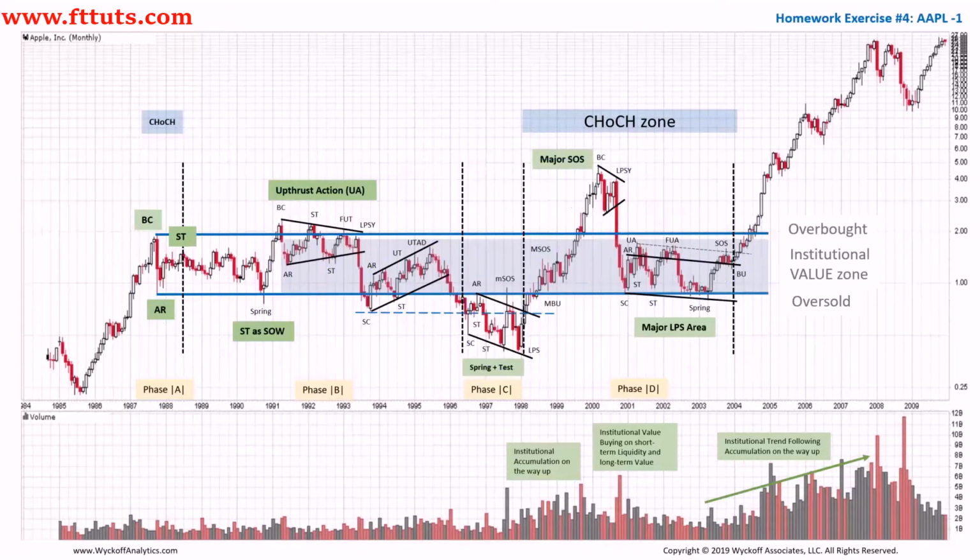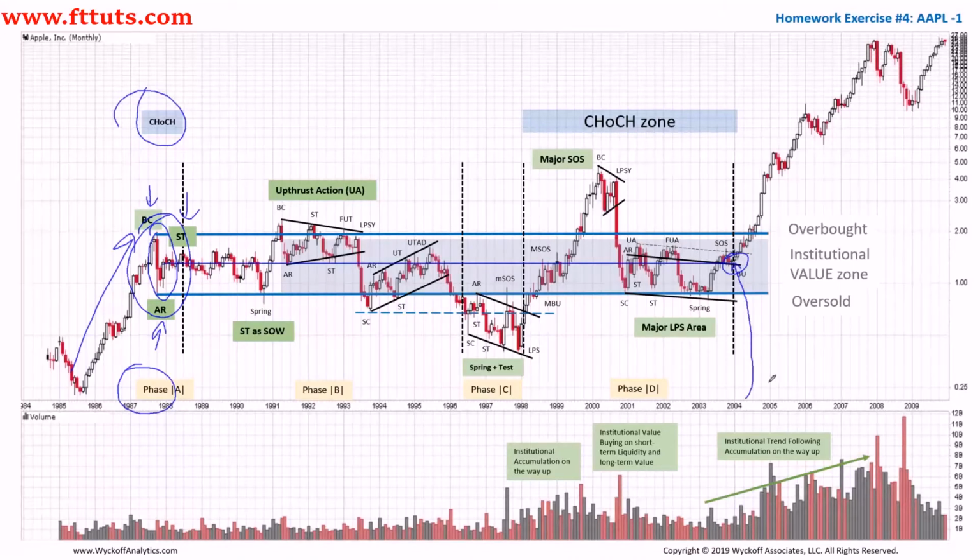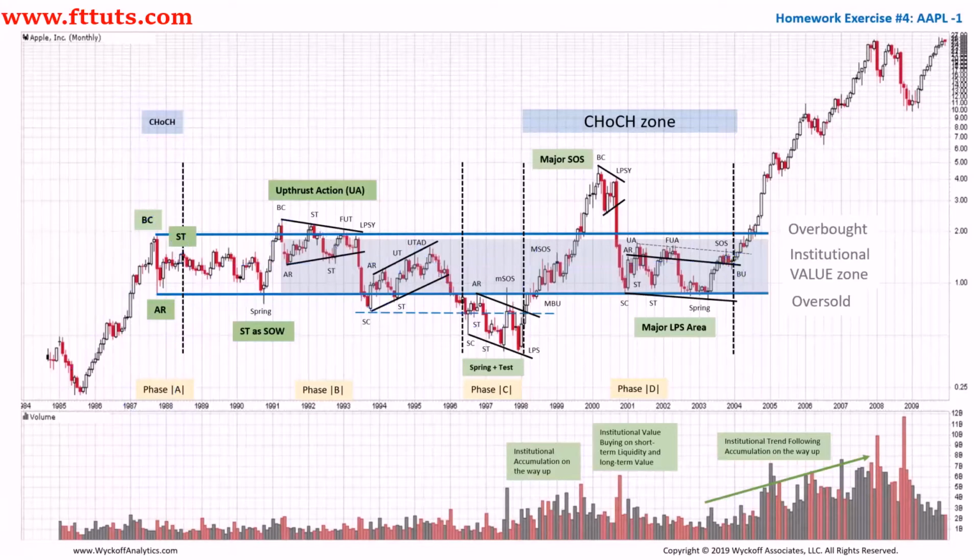Yes, we do see a consolidation if we think about the climactic action, automatic reaction, secondary test that define phase A and the change of character relative to the uptrend that we have had in 85 to 87. If we would have bought the stock and then in 2004 have sold this stock, we would not gain anything. Meanwhile, there were quite a lot of deviations around this mean, right? And especially on the rally in 98, 99.